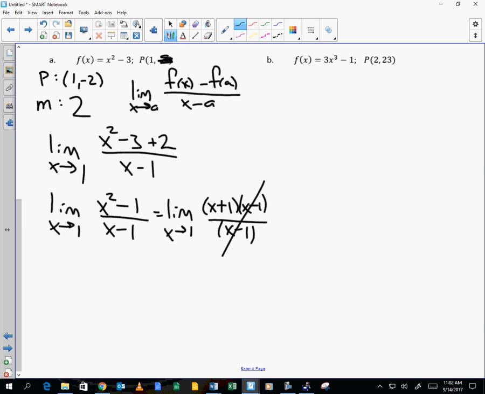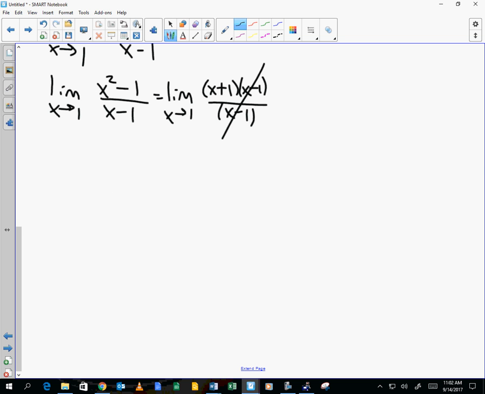Oh, well, we haven't written the equation for the line tangent yet. So we got y minus, what's our y value? So plus 2 equals m times (x minus 1). So y equals 2x minus 4.